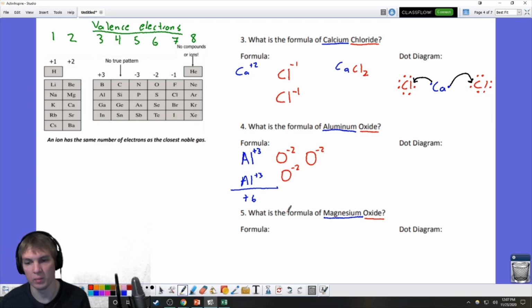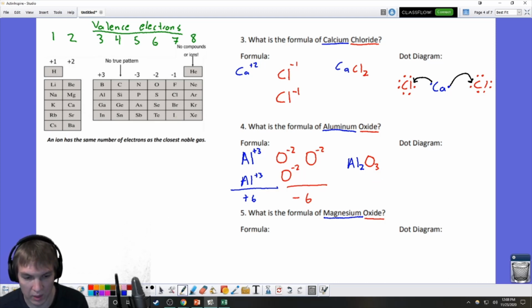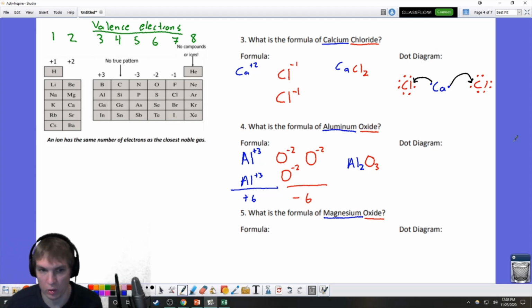That's another one, -6. Okay, so we have +6 and then we have -6. So the final formula for this is going to be Al, so we have aluminum, and we have 2 of those, so we're going to put a little 2 there. We're going to put an O for oxygen, and then we have 3 of those. So the final formula is Al2O3.